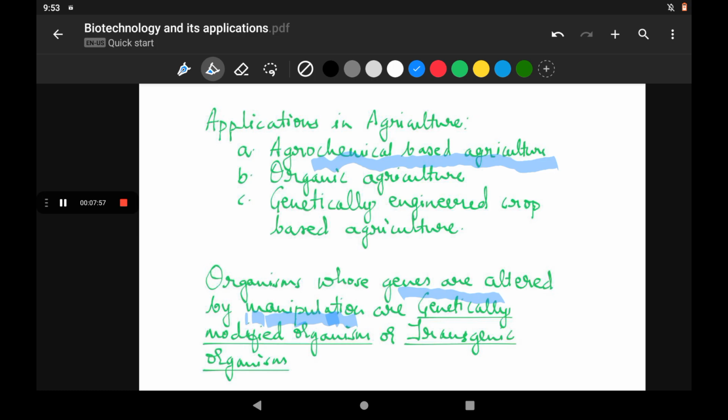So the answer would be partially right. So for the organisms whose genes are altered by manipulation or genetic engineering, which has a foreign gene, the appropriate answer would be transgenic organism. So transformed organism is partially right because a transformed organism can also possess just the non-recombinants without the foreign gene. So that is how the answer is transgenic organism.